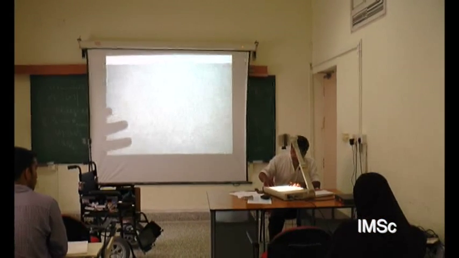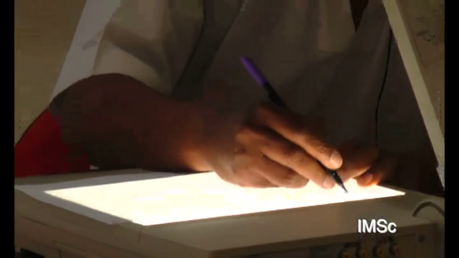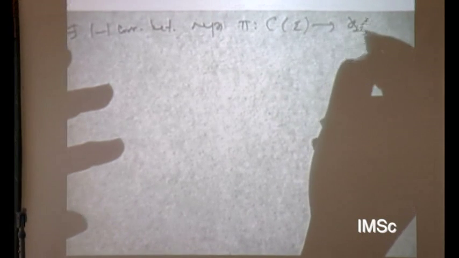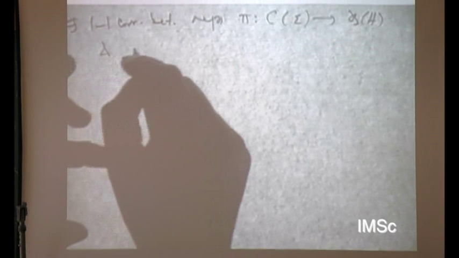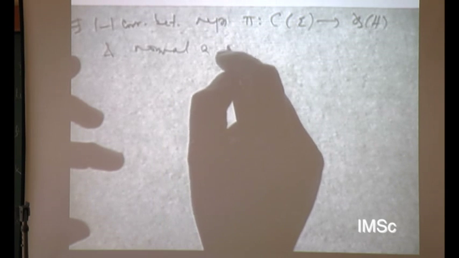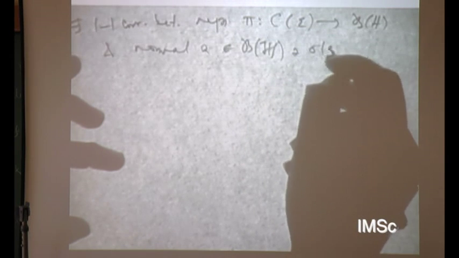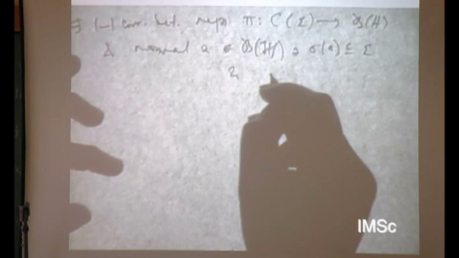So I repeat. What we said is there exists a one-to-one correspondence between representations pi from C sigma into B of H and normal A in B of H such that spectrum A is contained in sigma and A satisfies star.